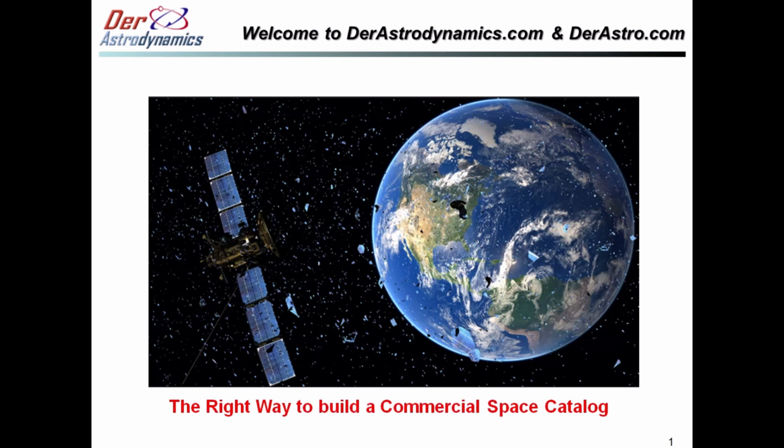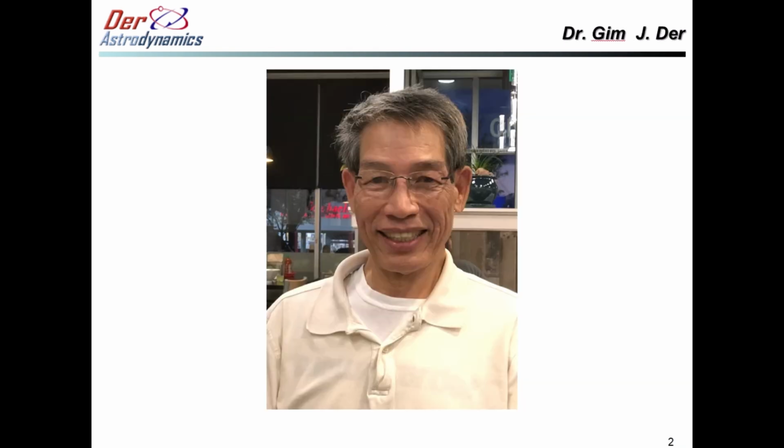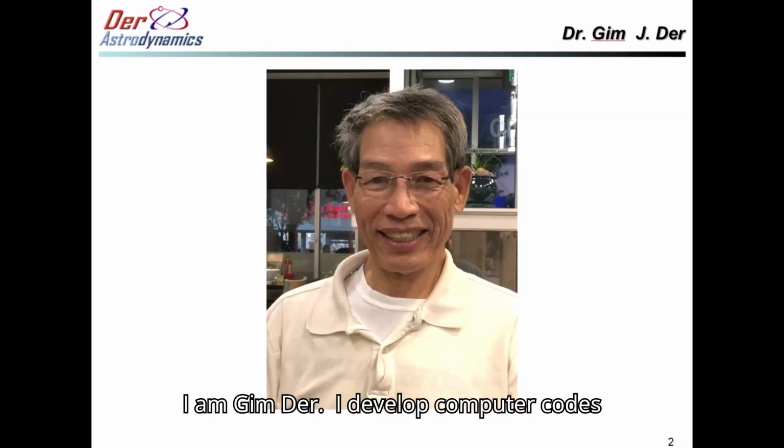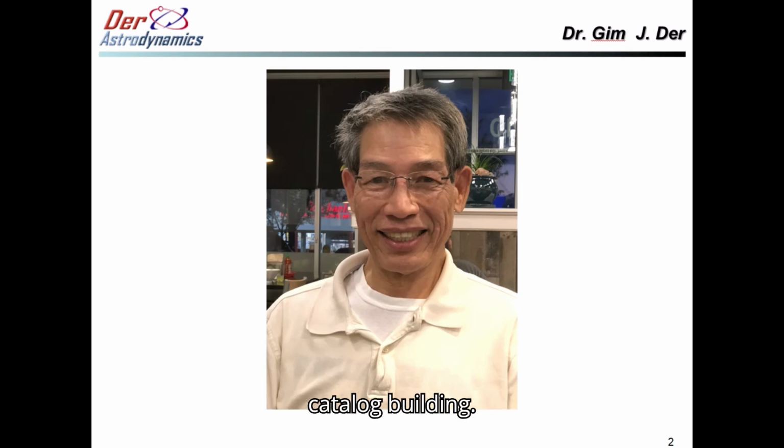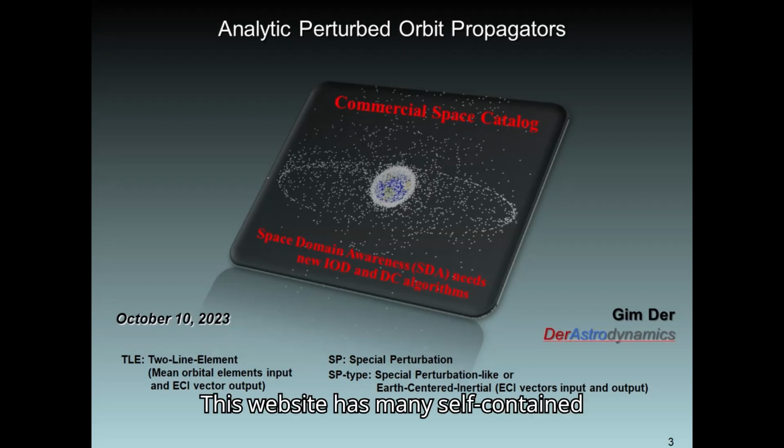This website promotes the right way to build a commercial space catalog. I am Jim Durr. I develop computer codes for rapid and automated space catalog building. This website has many self-contained videos for catalog building. If you are familiar with any of the topics, you may skip to other videos of interest.